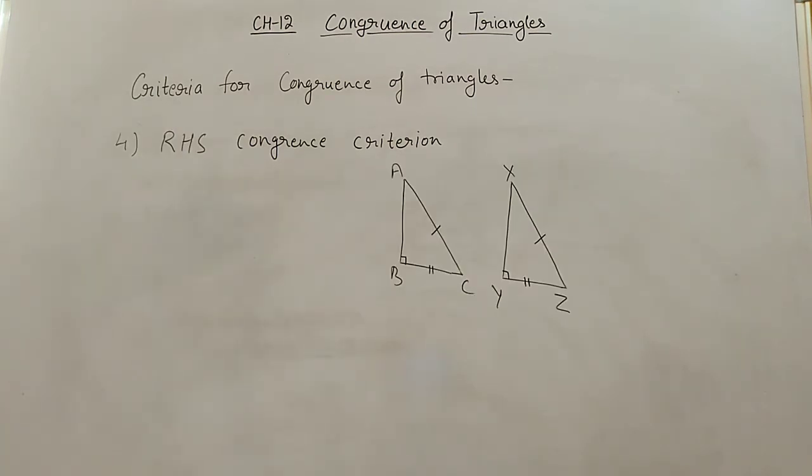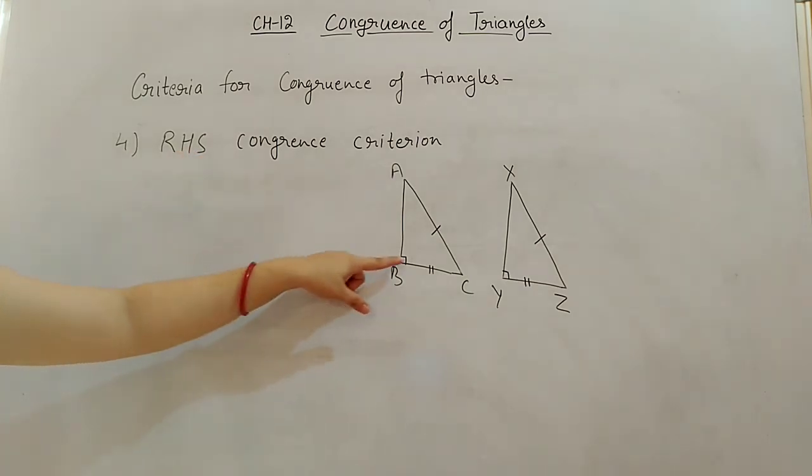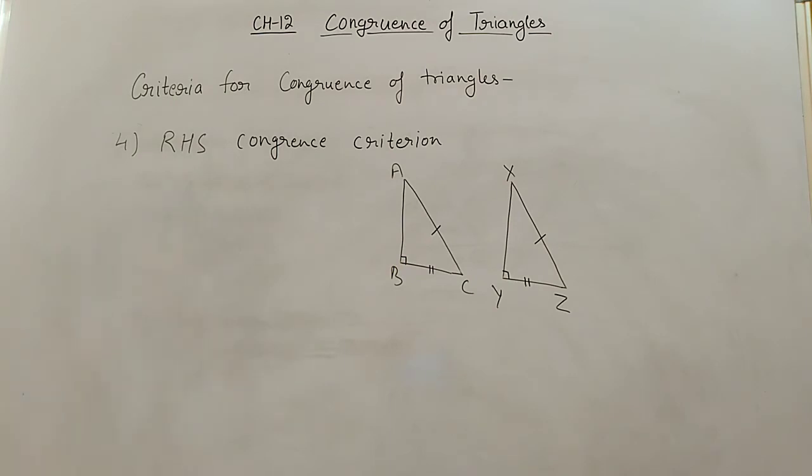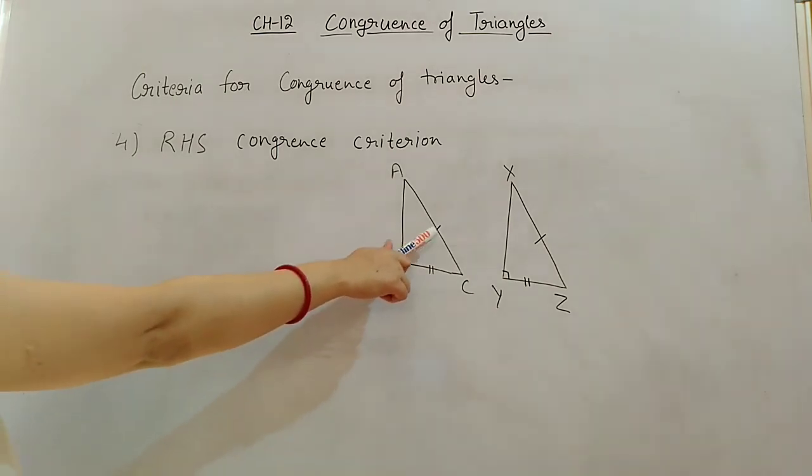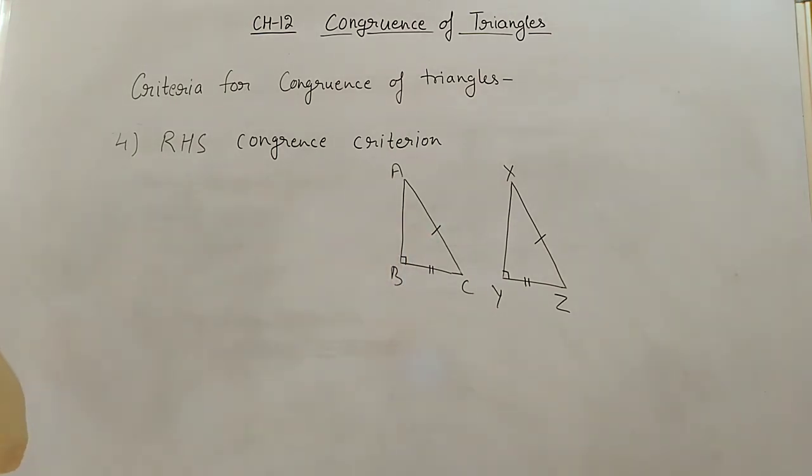Next, the fourth criteria is for right angle triangles. If two triangles are right angled and we have to prove these two triangles are congruent to each other, we can use this one. RHS means right angle, hypotenuse and side. Hypotenuse means the side opposite to 90 degrees. So this angle B is 90 degrees. The opposite side AC we can say is the hypotenuse here. In the other triangle, XZ is the hypotenuse.